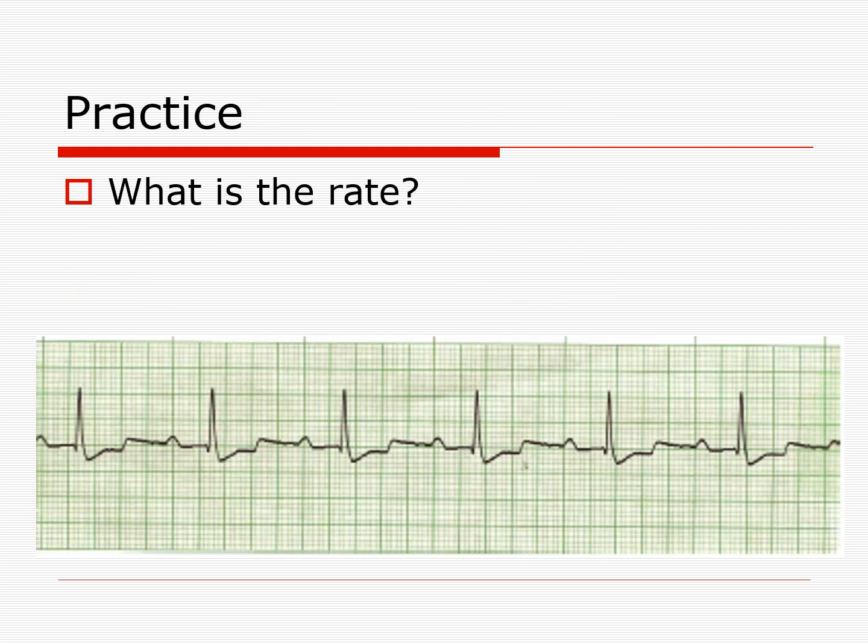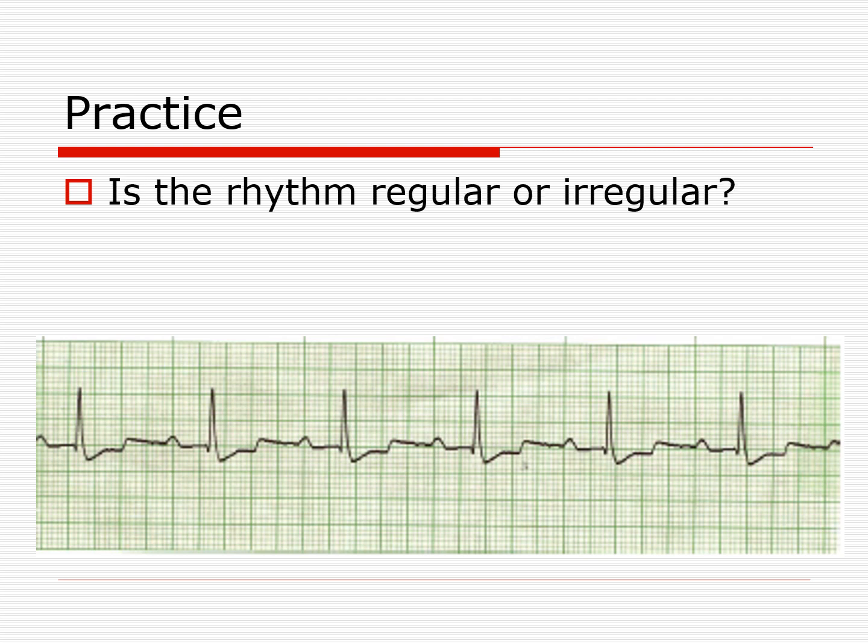So we're looking at this rate here. What is the rate? About 60. You've got 6 QRSs, so 6 times 10. Is it regular? Yes, the rhythm is regular.